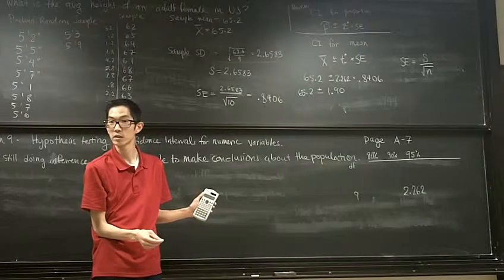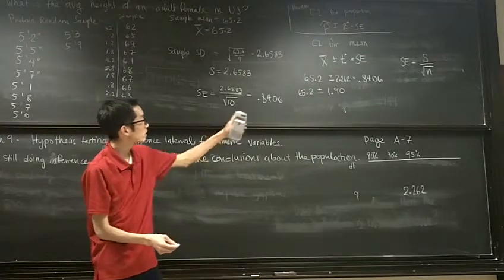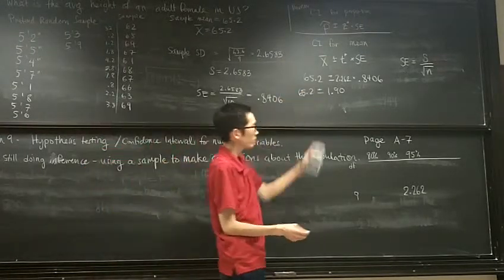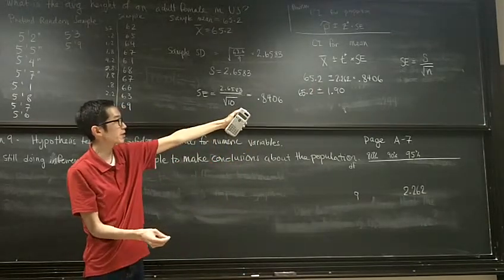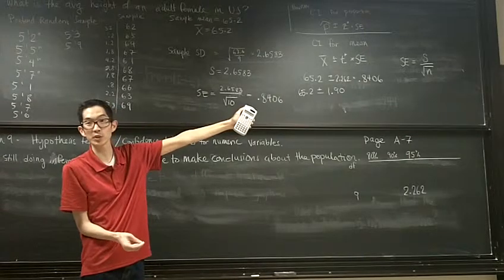That would be the x bar. Okay, so my confidence interval is 65.2 plus or minus 1.9.